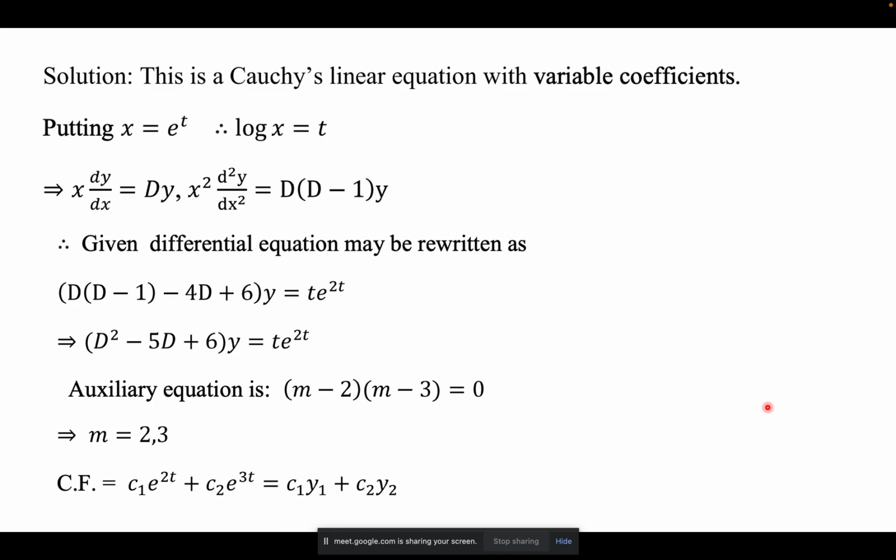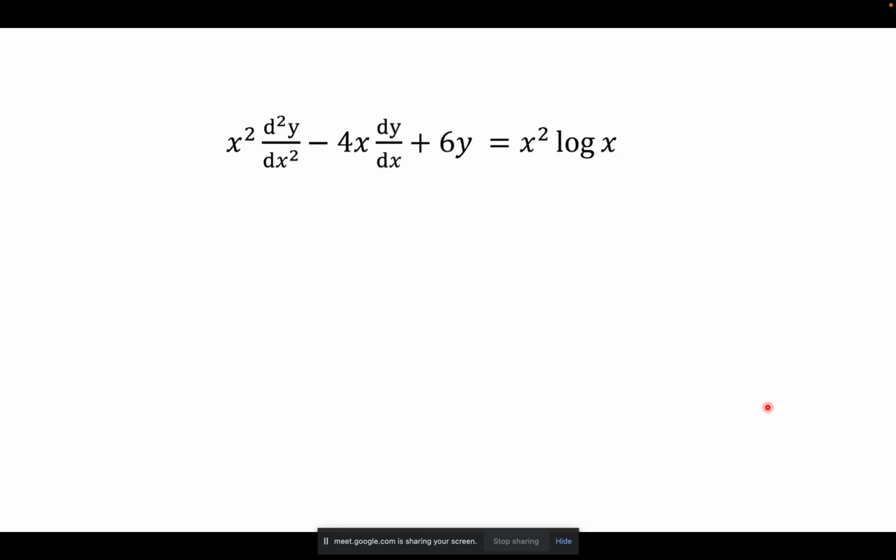I urge you all to solve this problem by yourself, and then you can also try to solve the assignment problem as well. And I hope you will be able to solve them now, because 2 or 3 problems I have solved here are from the assignment only.